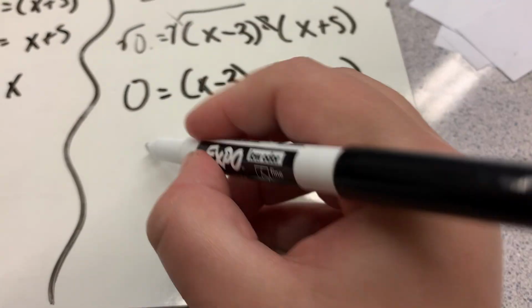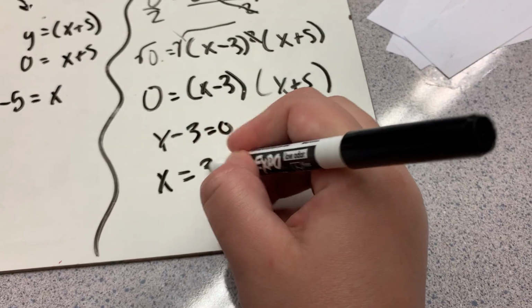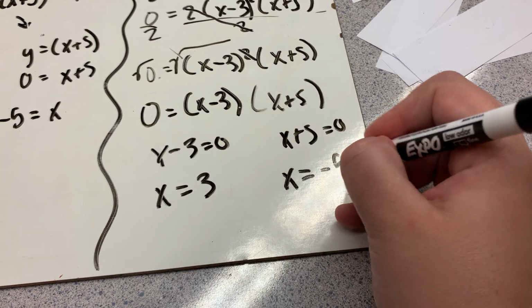So then I have x minus 3 equals 0, x plus 5 equals 0, x equals 3, and x equals negative 5.